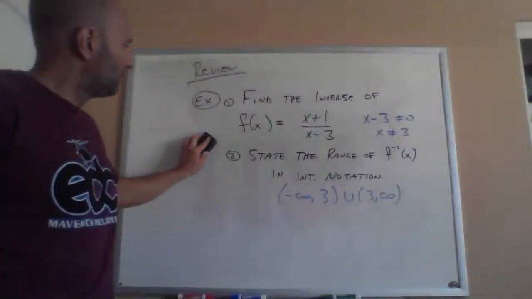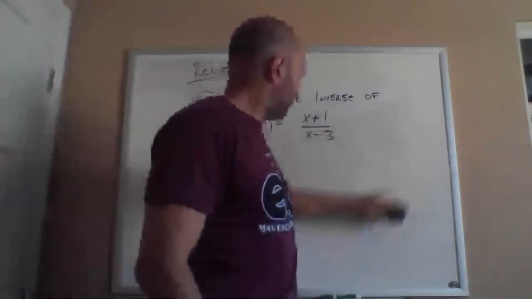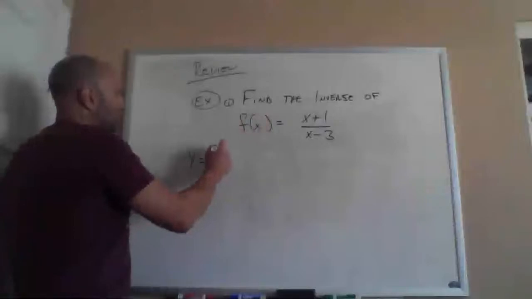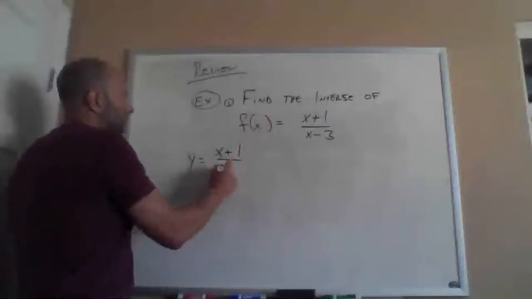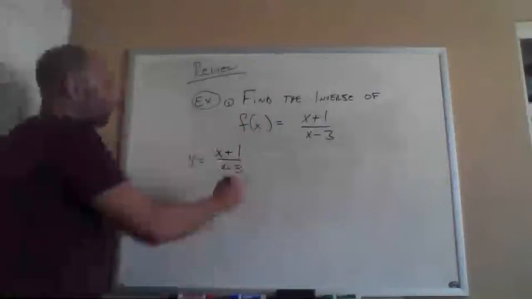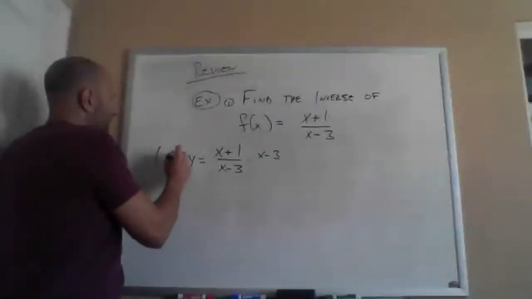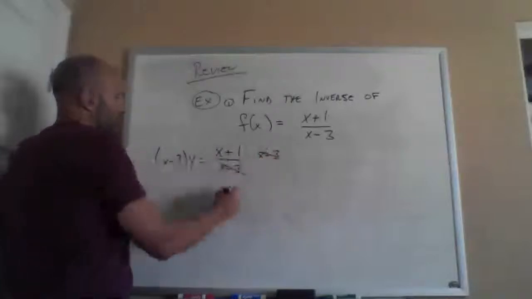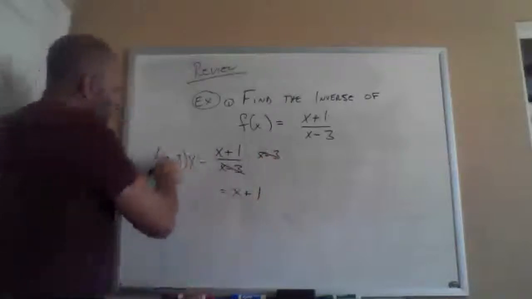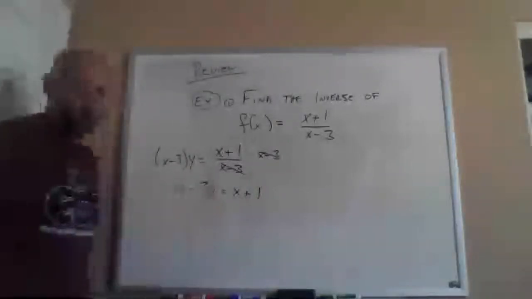All right, so for number 1, finding the inverse of this guy. So we do what? We put y equal to this whole piece. And again, this has all those steps. The first step is to multiply both sides by the denominator. So that cancels out, so I just get x plus 1 on the right, and distribute the y over here, so xy minus 3y.